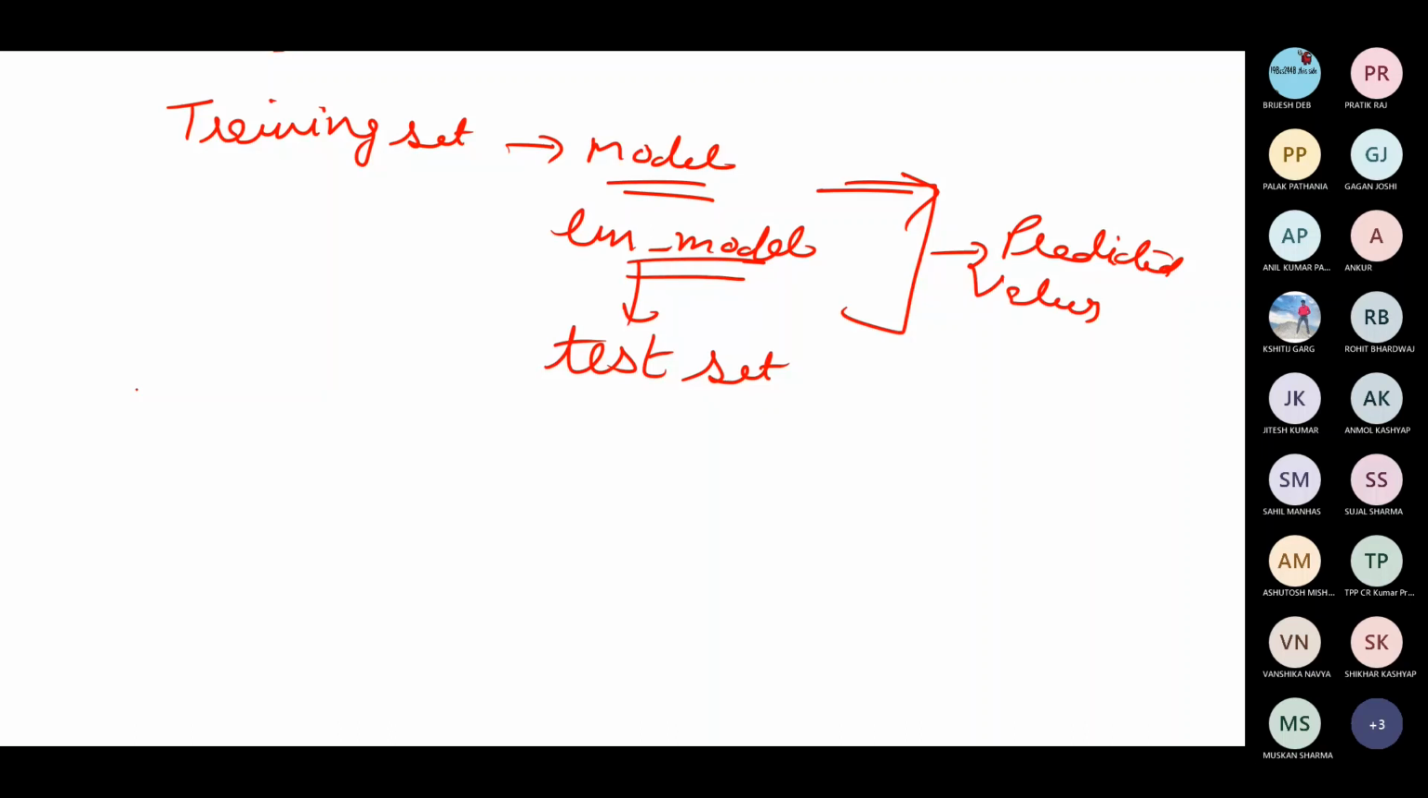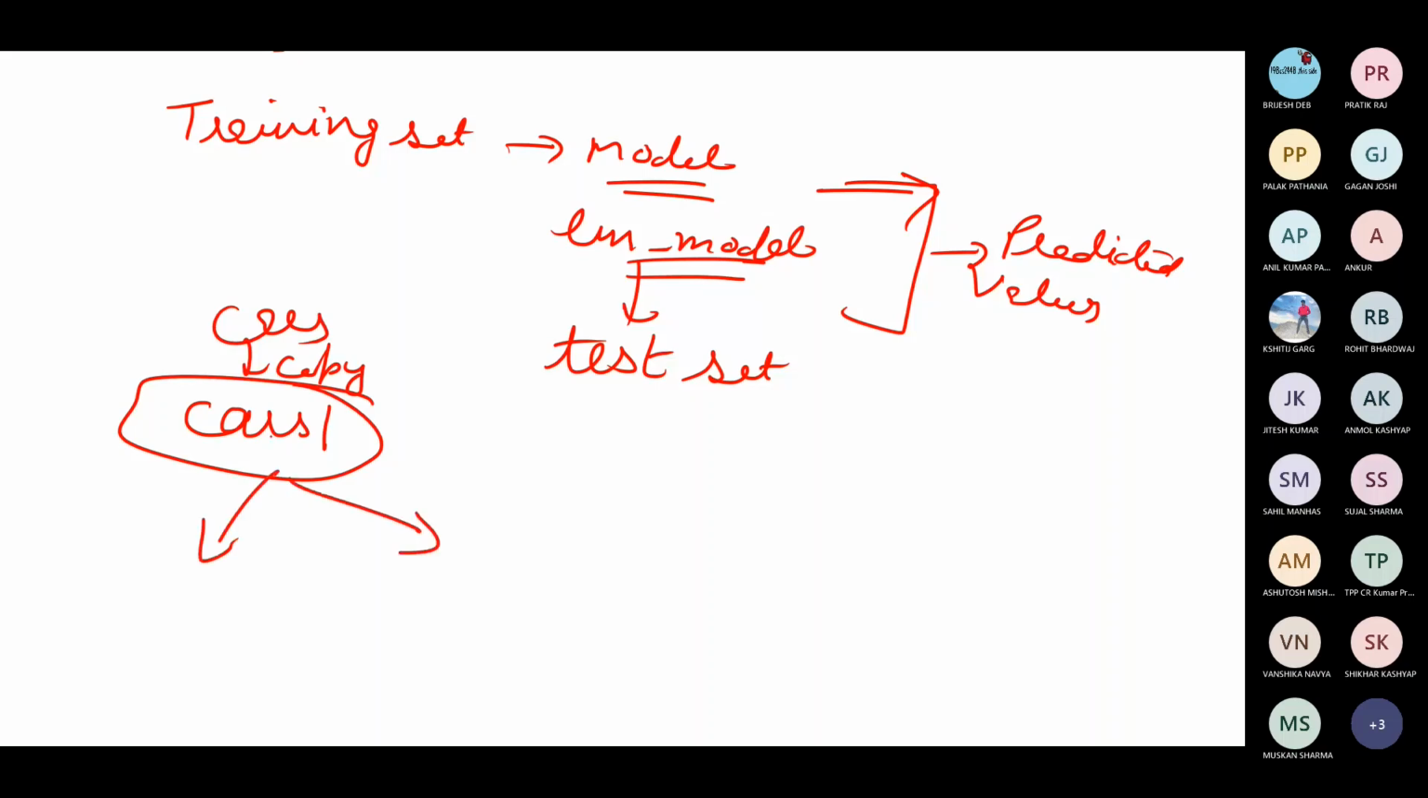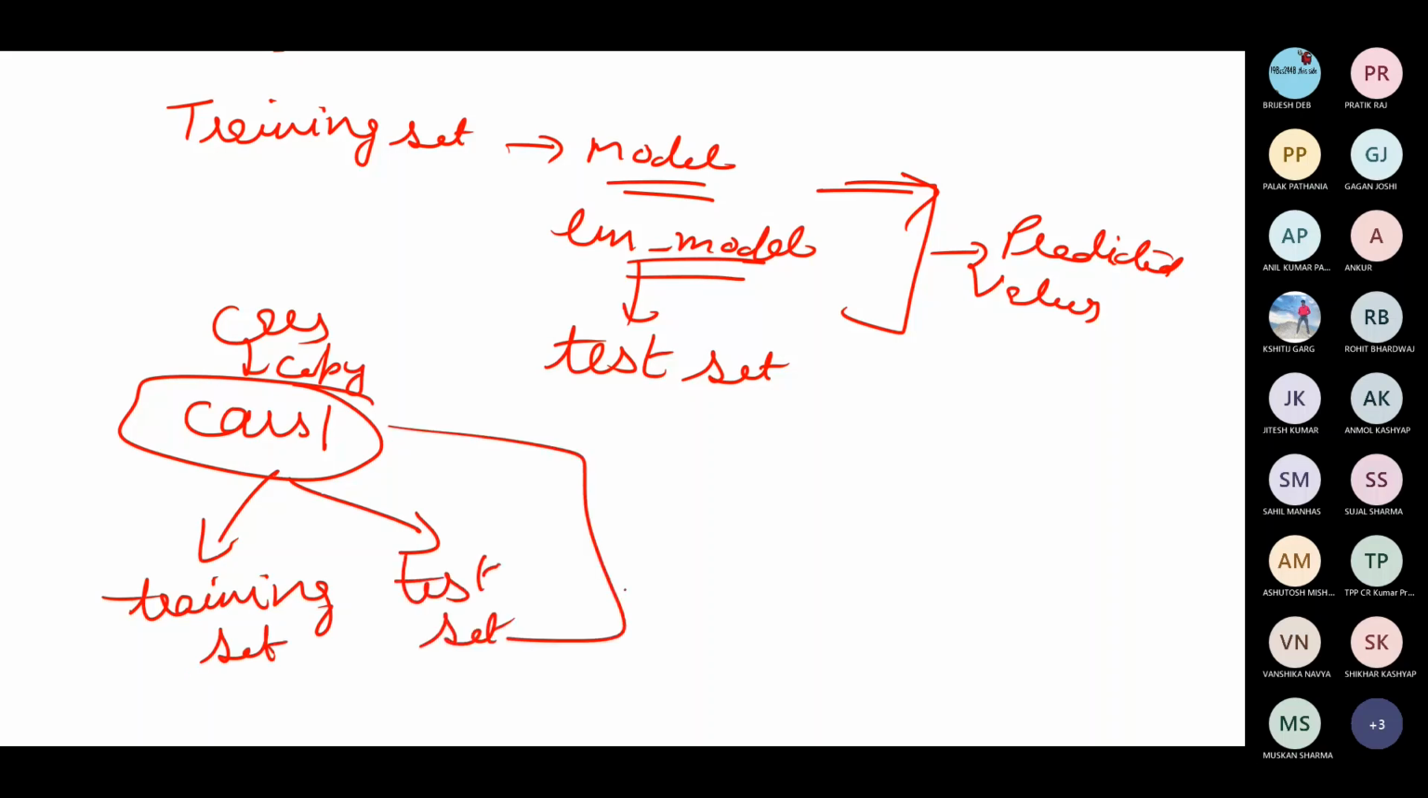And for this, we have created a copy named cars1, which is a copy of cars. We have created a carbon copy of the cars dataset as cars1. Now we are going to split this cars1 database into two parts. One will be the training set, another one will be the test set. And here we are going to make the division as 70% and 30%.